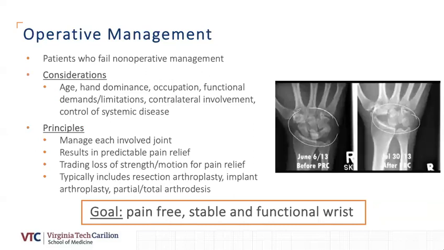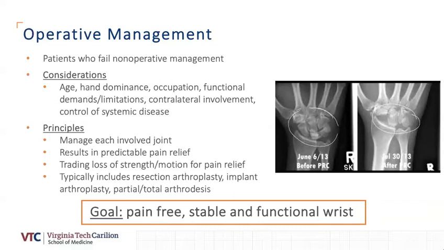If patients fail non-operative management or have severe disease is when we start talking about operative interventions. And so when we're considering this, you want to take into account the age of the patient, what they do for work, how much functional demands they place on their hands and wrists, and also any underlying systemic diseases.